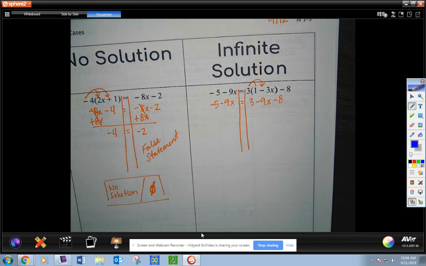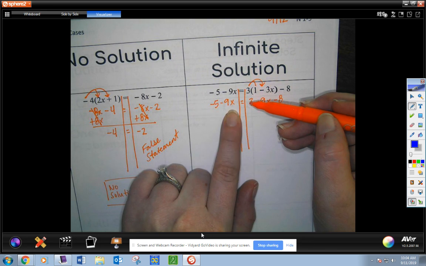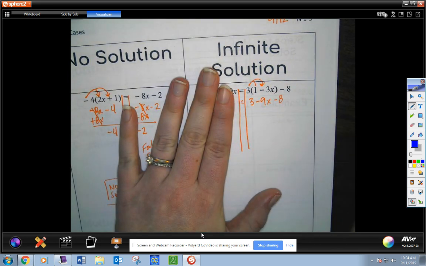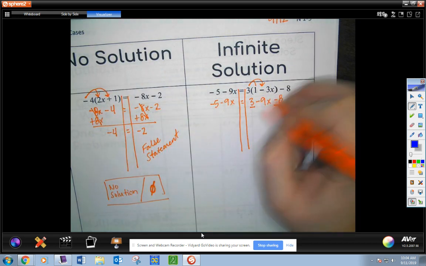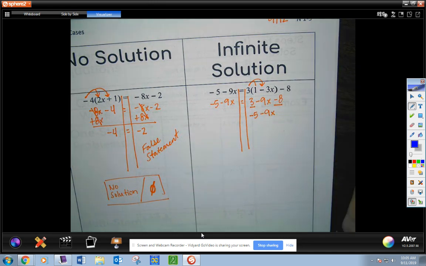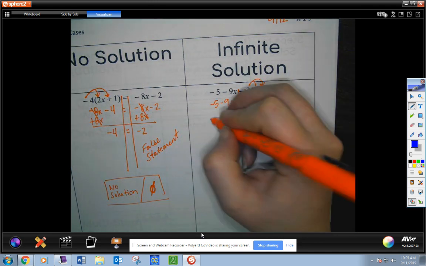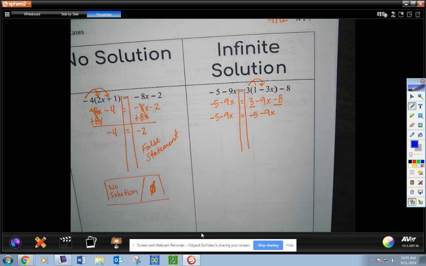Step 2 is to combine like terms. If I look at the left side, those two things don't go together. If I look at the right side, it has 3 things, so 3 and -8. Okay, those go together because they both don't have a letter. 3 and -8 make -5, and then I just bring down -9x. Okay, over here, I keep exactly what I have because it didn't change.